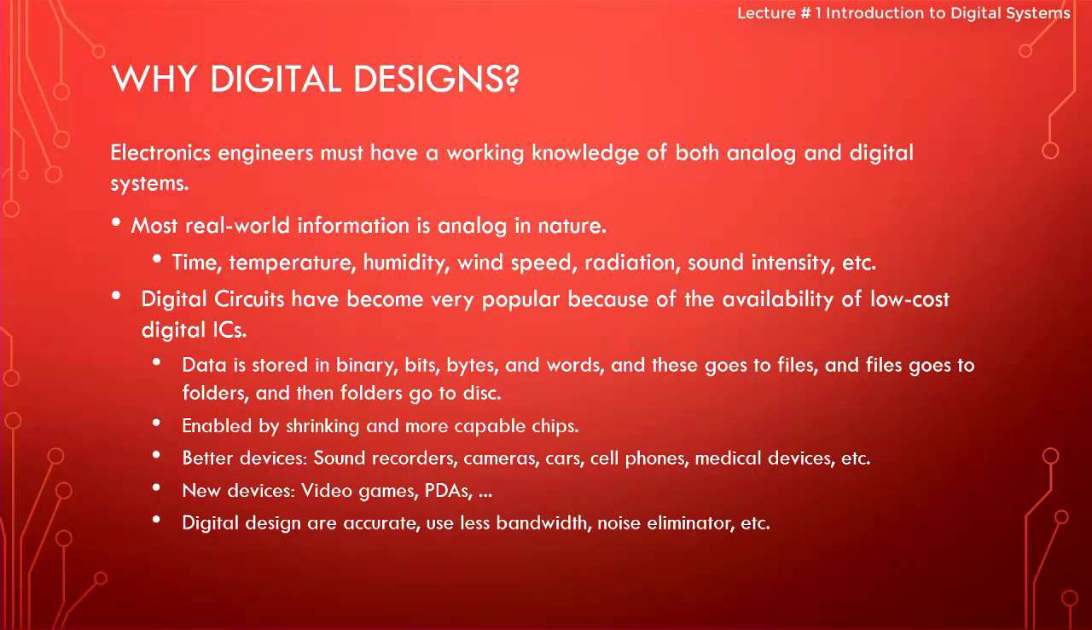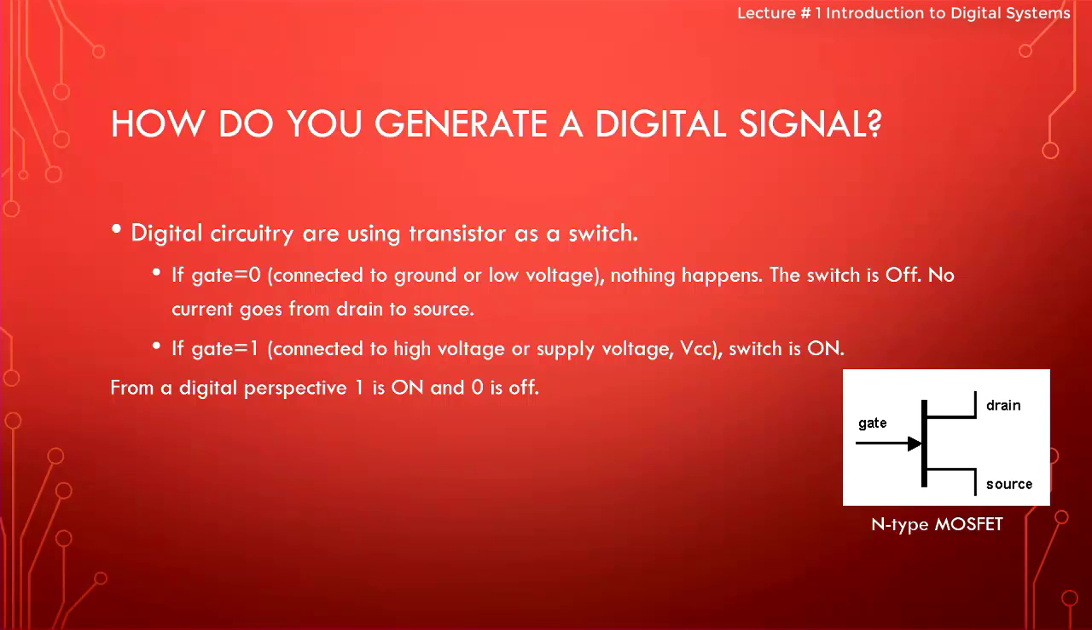So that was it. How do you generate a digital signal? Now there are different ways of generating a digital signal. You can actually use a switch, turn it on and off, to create a digital signal. You can use a push button to generate a digital signal. But in most electronics or semiconductor devices, we actually use BJTs, bipolar junction transistors, or MOSFETs, metal oxide semiconductor field effect transistors. Okay.